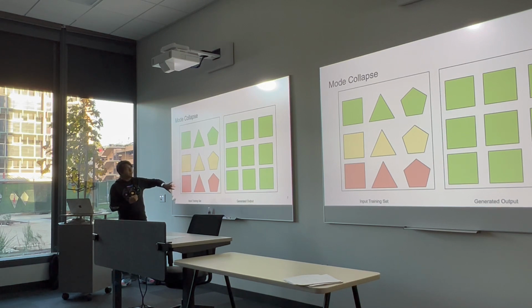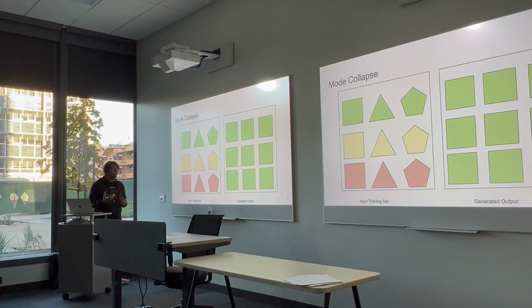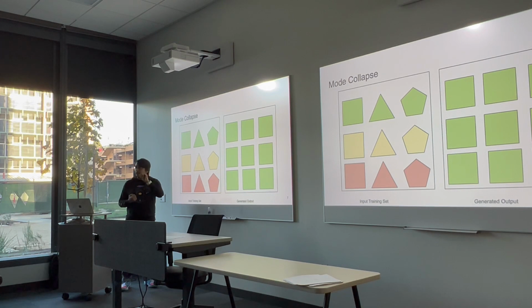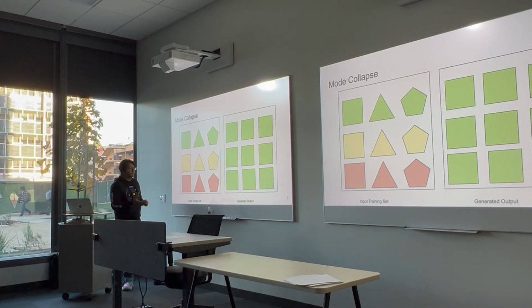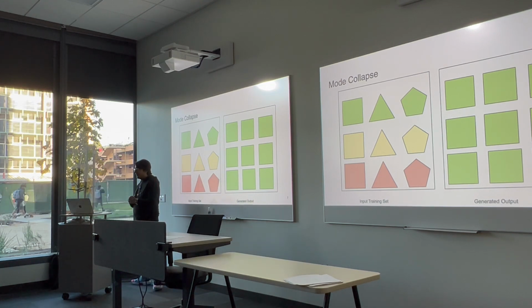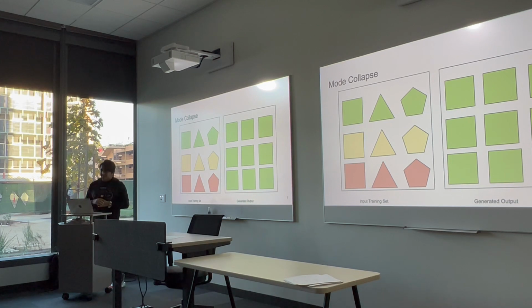like this on the left, you can see there's 3 different kinds of shapes and 3 different types of colors. The generator will somehow only produce a very small subset of the actual training set. So even though we see 3 different shapes and 3 different colors on the left, we're only seeing green squares on the right. And the formal way to describe this problem is called mode collapse. You'll see why I mentioned this in just a few slides.